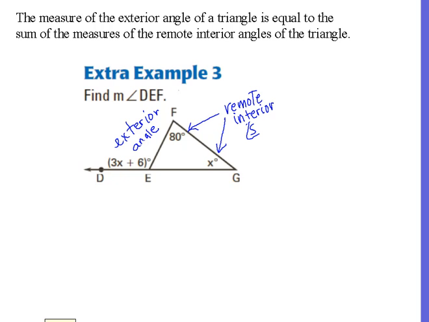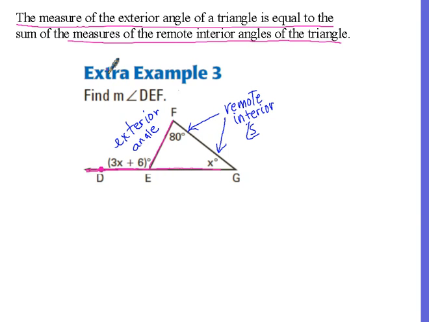Next example, we're going to utilize the first theorem from Chapter 4, which we want you to copy into your notes. The measure of the exterior angle of a triangle is equal to the sum of the measures of the remote interior angles of the triangle. So a couple things to clarify. First of all, an exterior angle is formed when you take one of the sides of the triangle and extend it out. So this side EG, I've extended it out through point D. And then the angle that's formed between what we just extended and the side EF would be called an exterior angle. It's on the outside of the triangle, or exterior.